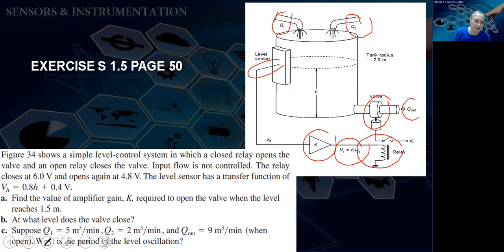When opened, what is the period of the level oscillation? You know what a period is? Period means it is open when it is high. Oh, sorry. When it is open, it's going down. Open is going down. And then when the level is below what is defined already, it is closed, so it goes up again. And then when it reaches the maximum, it is open again. So there is this going up and down. One period means when it starts going down and then goes up again. What is this period?